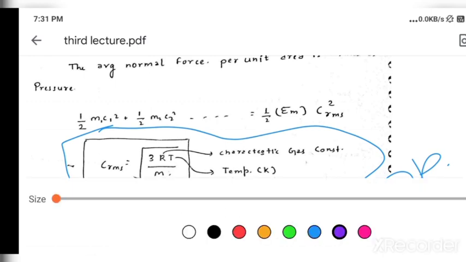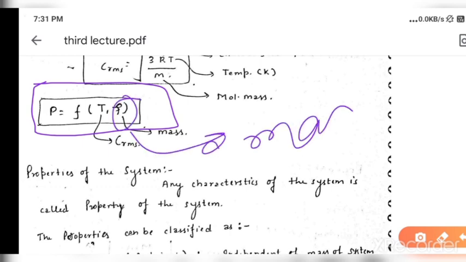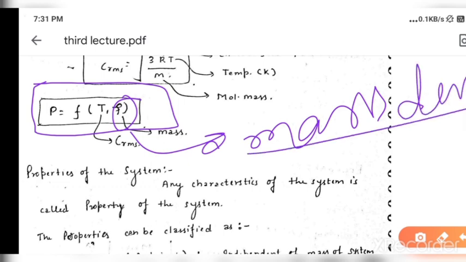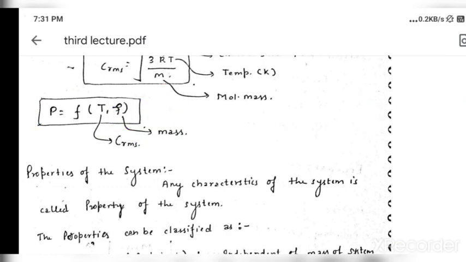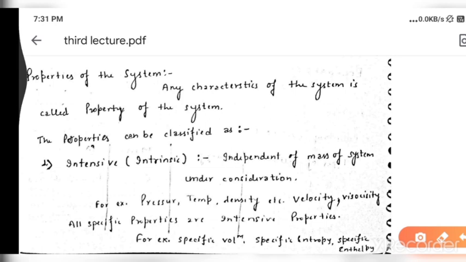By this equation, we conclude that the pressure of gases is a function of temperature and density, that is mass density. Rho is mass density. That means the pressure is not a single function only dependent on temperature, it is also dependent on density. So we come to the next topic, that is properties of system.